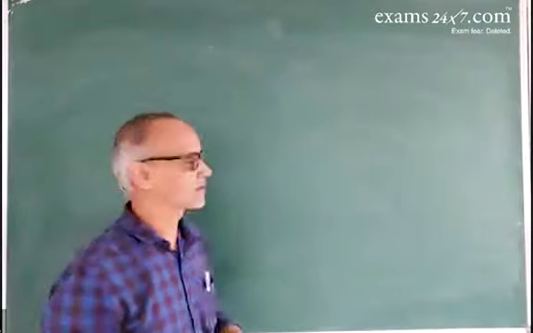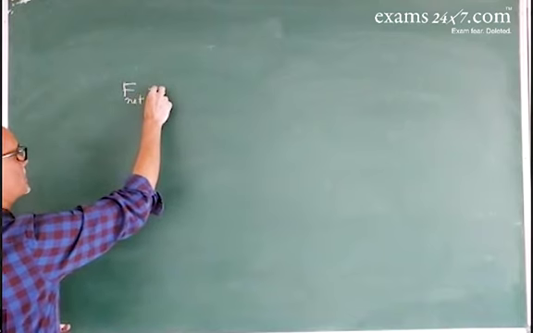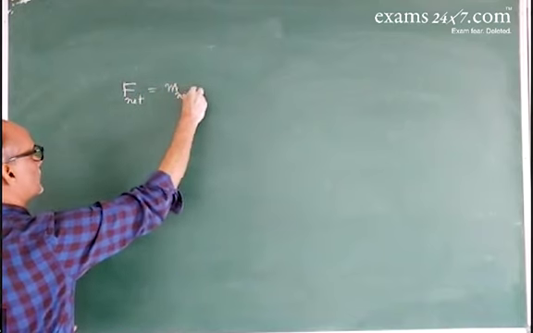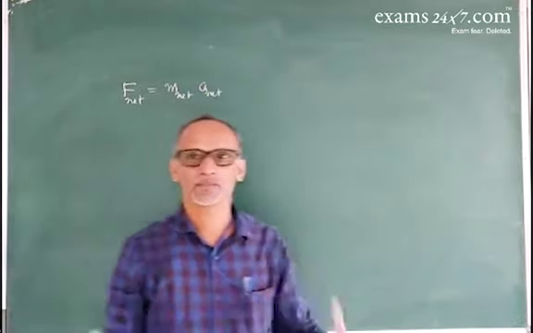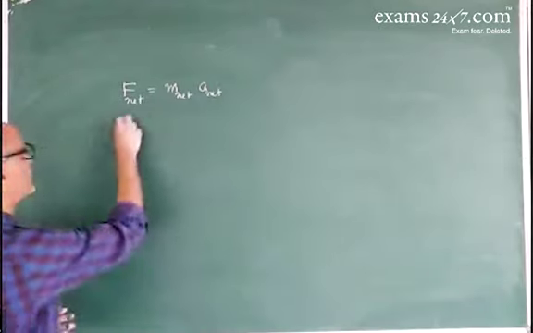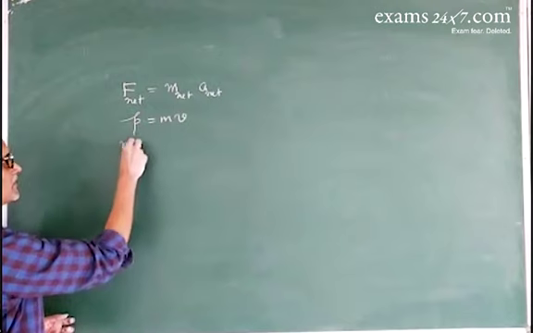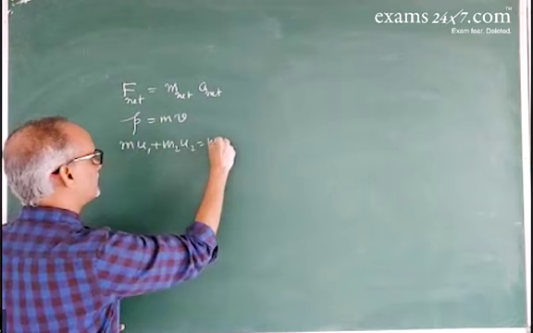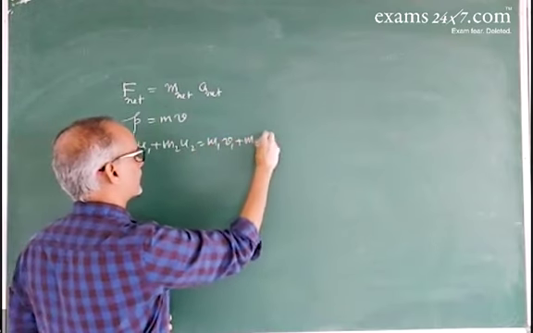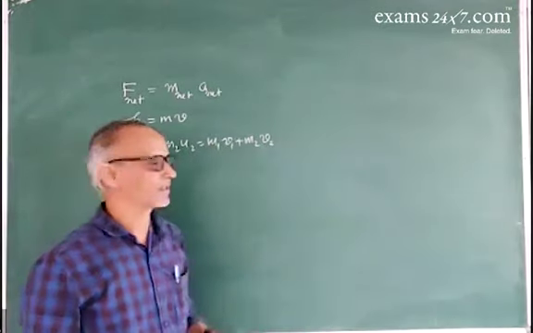In the next chapter, Newton's laws of motion, the basic formula: the net force F acting on a body is equal to the net mass of the body times the net acceleration. That's applicable for a system of bodies. Momentum, P is equal to mv, and most important, the law of conservation of linear momentum, m1 u1 plus m2 u2 is equal to m1 v1 plus m2 v2. This is applicable only when the body moves along a straight line.